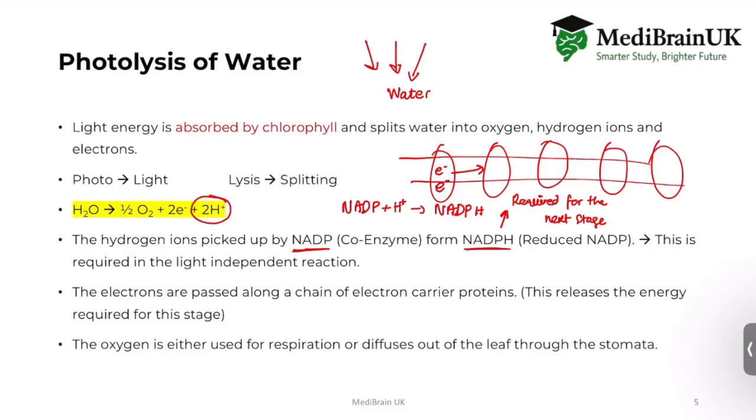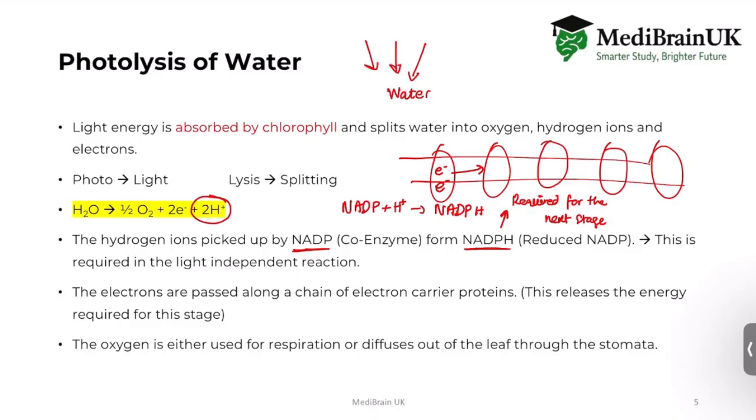Okay, so as you can see, the photolysis of water is a really important stage. This is basically where you get all your reactants ready. So just to summarize what's happening in the photolysis of water, you've got your leaf, you've got your chloroplast within your leaf, you've got your chlorophyll.